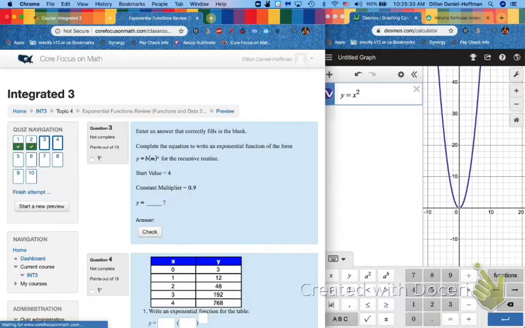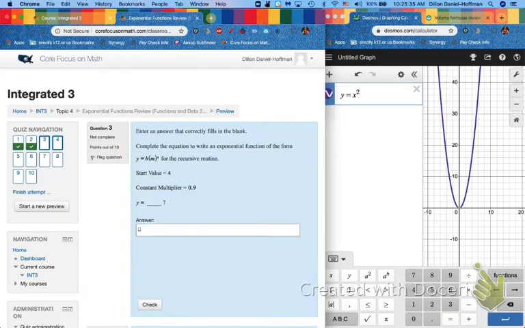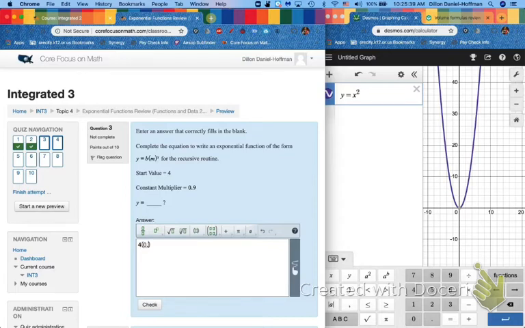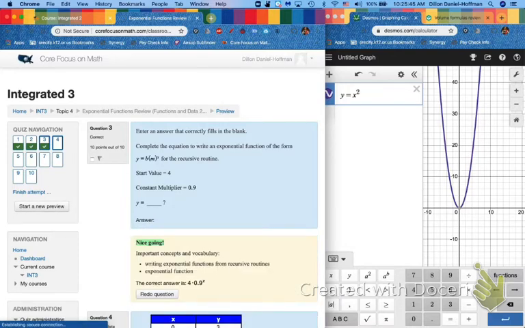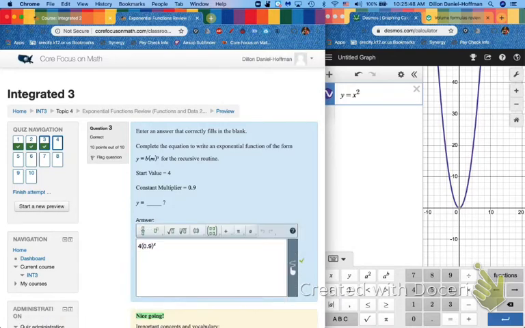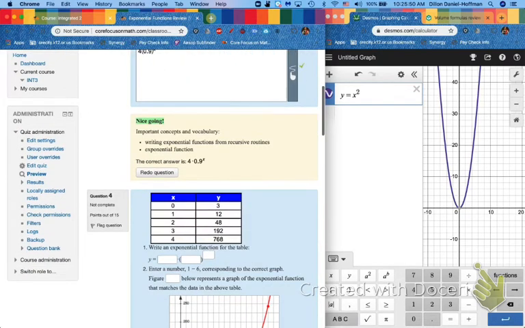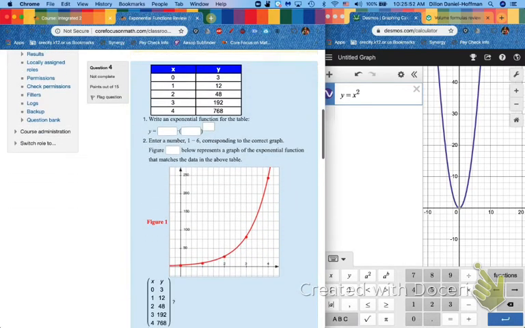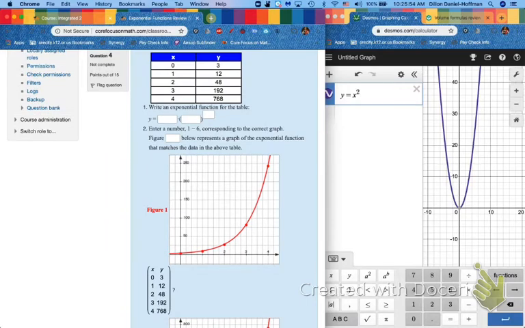Alright, number 3, one more of these before we get into something a little different. So starting value of 4, 0.9, and then we've got an x. Alright, so the first few problems, just practicing writing out in our equation form. Then we're going to table this discussion for another time. Get it? It's a table.